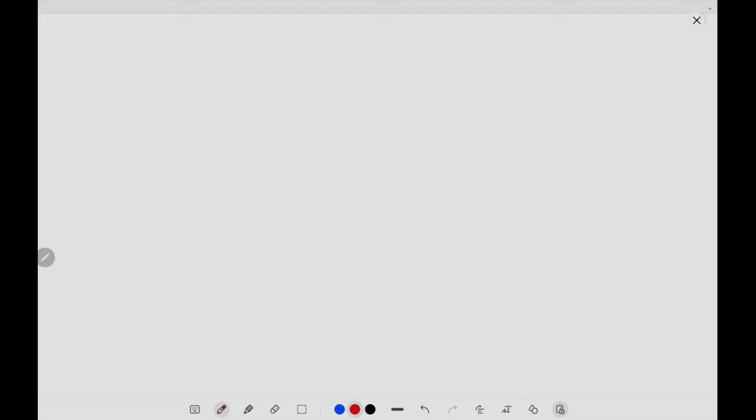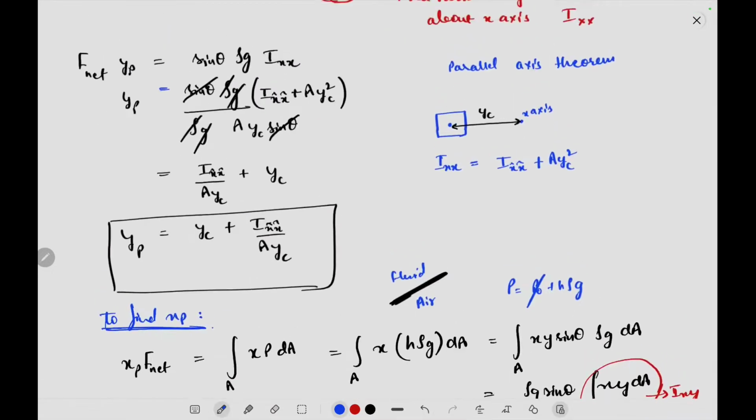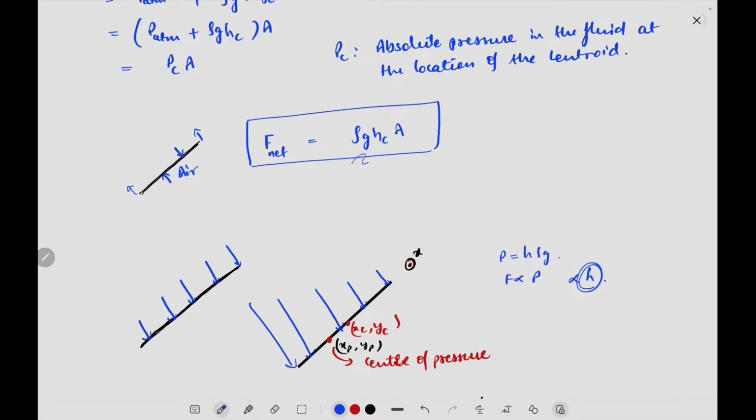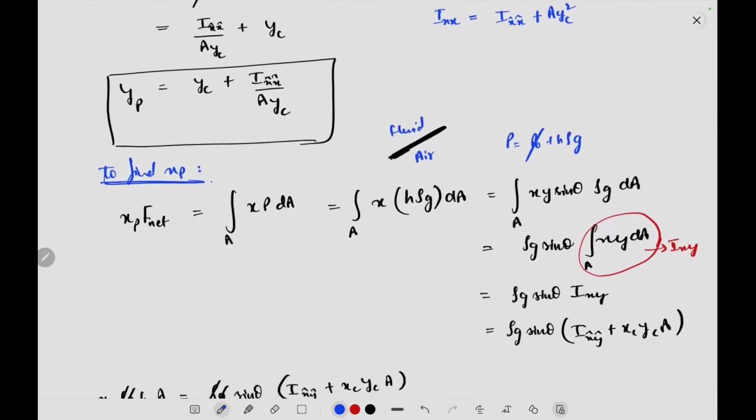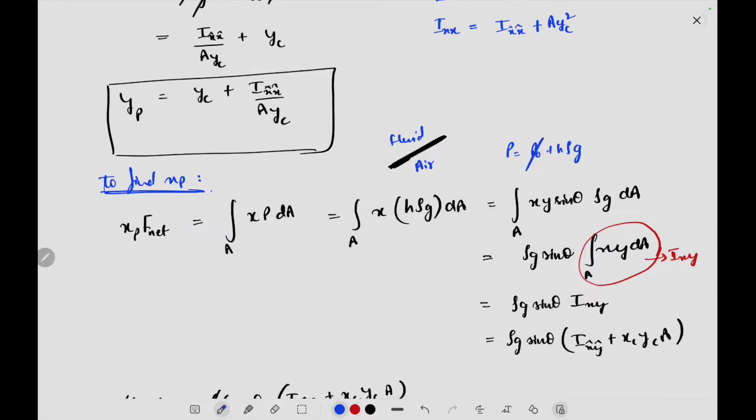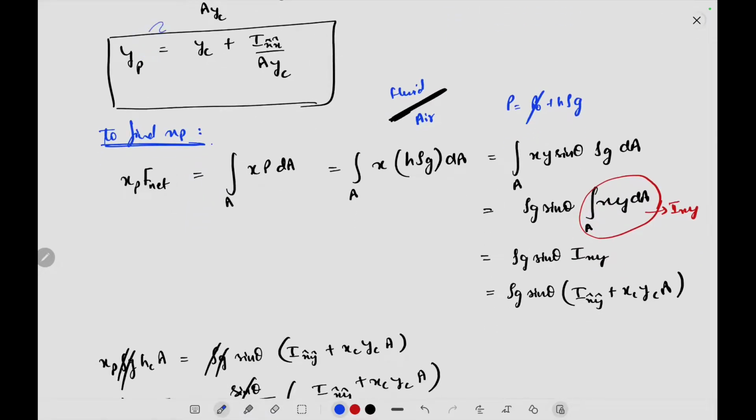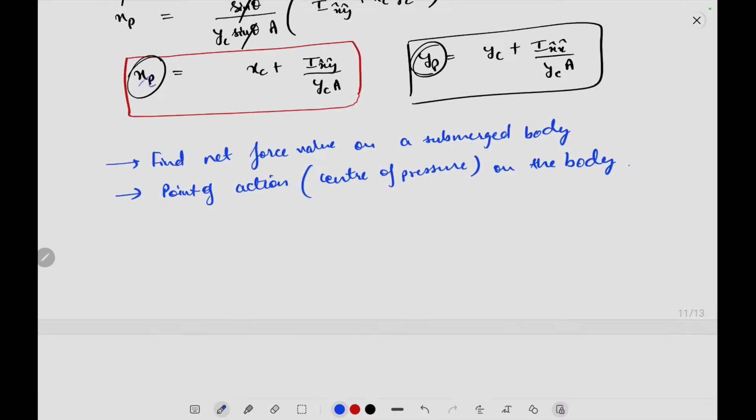So from previous lectures, for calculating the hydrostatic force on submerged bodies, we calculated how we can find the force value. So we had this F net value given by this formula rho g h_c A, where h_c is the centroid depth, and then we also found the center of pressure value, the coordinates for the center of pressure, yp and xp, right?